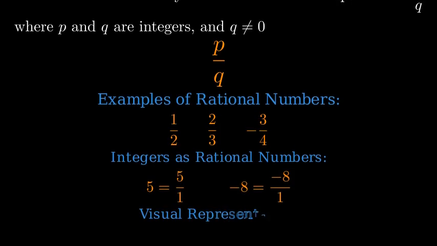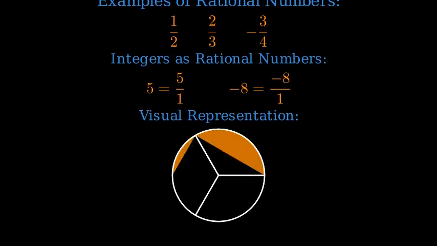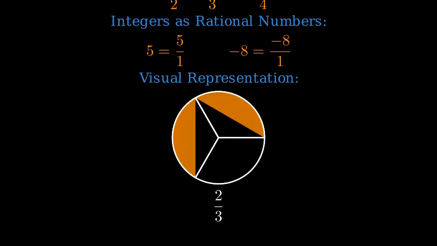Let's visualize a rational number like 2/3. Imagine a pizza divided into 3 equal pieces. If we take 2 of those pieces, we have 2/3 of the pizza.